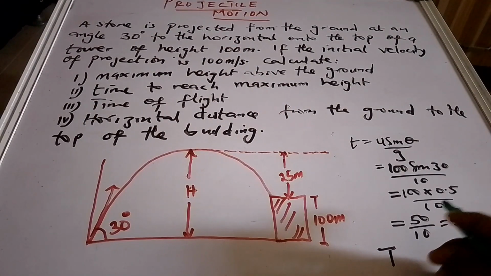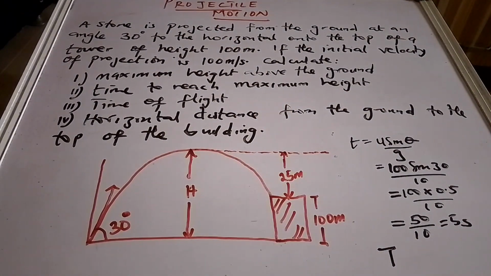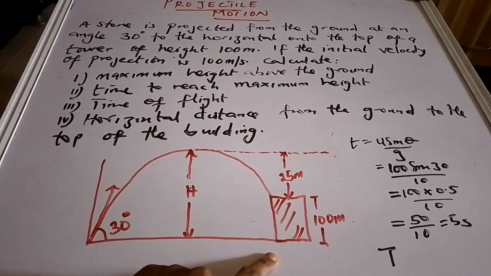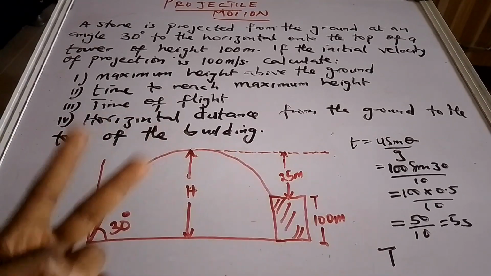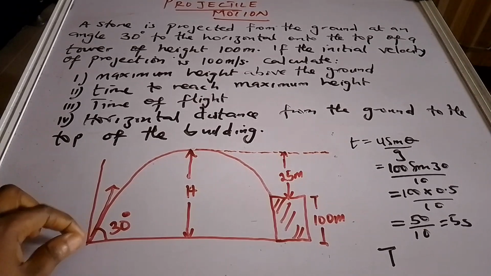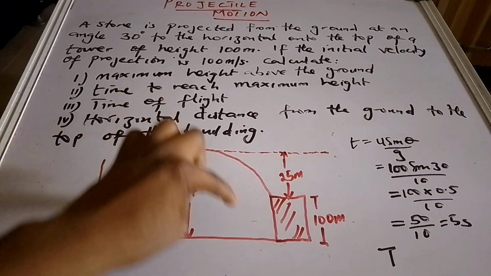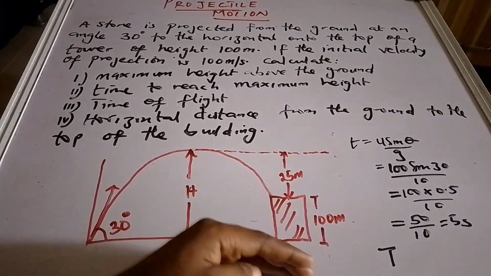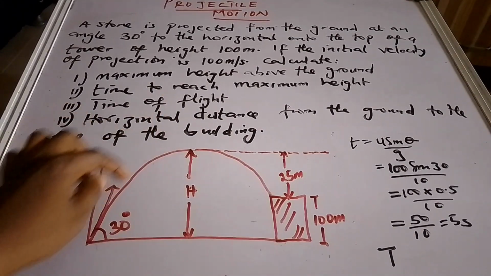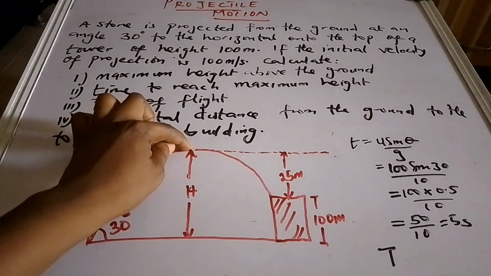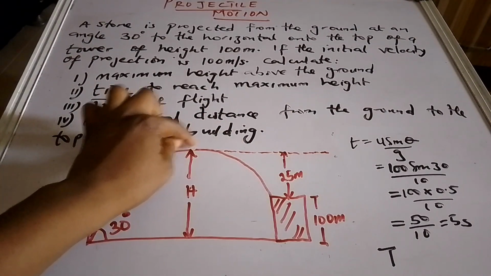Now, to find the total time of flight, there's something I need to get you to understand. This object goes up, but the object does not land on the ground. If the object goes up and lands on the ground, then the total time of flight is going to be 2t. But if it takes 5 seconds to reach here, it means it's going to take 5 seconds to reach the ground, that is the same horizontal level. But because this object lands on the building, then if it takes 5 seconds to reach up here, we must know the time it takes to reach this place.